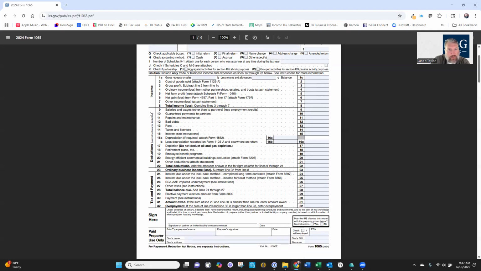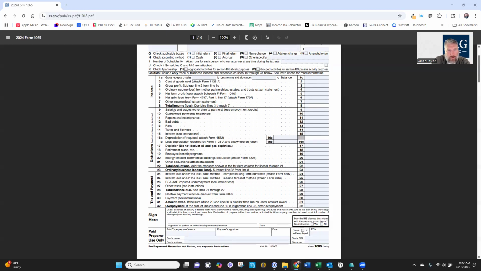Then we have income. This is your gross receipts, your sales, your service income, whatever it is you do. A few other income items: if you run a farm or rentals, or if you sell business assets, physical assets, the gain or loss from that will be reported there. Then you have total income.